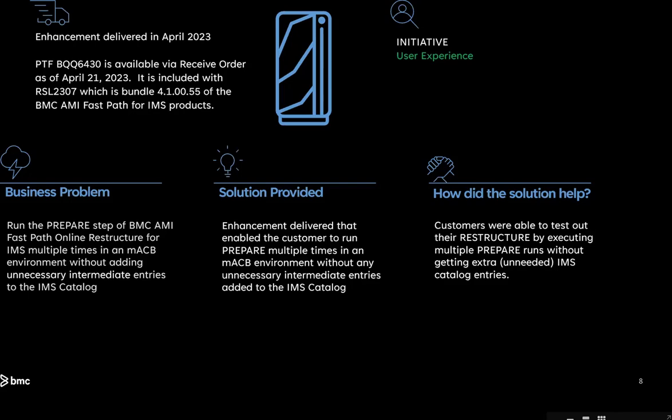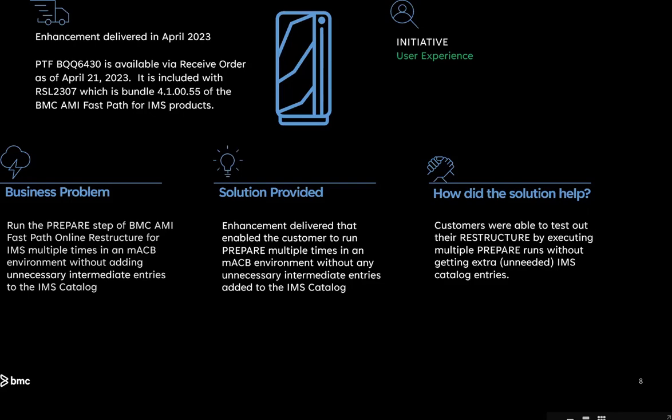Now, the solution that we provided: the customer had opened a case with BMC with the concern that they were unable to run prepare multiple times in an IMS managed ACB environment without any unnecessary intermediate entries getting added to the IMS catalog. We delivered an enhancement so that the customer could run the prepare step of BMC AME FastPath online restructure for IMS multiple times in an IMS managed ACB environment without adding unnecessary intermediate entries to the IMS catalog, and thereby not unnecessarily trafficking the IMS catalog, so as to say.